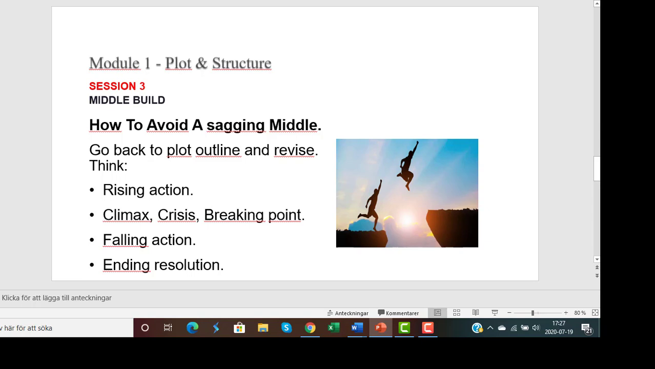Falling action. Here you deal with the consequences of the action. You begin tying up the loose ends. Ending resolution. The conflict is over, tie up all the loose ends and highlight what has changed between the beginning of the plot and the ending.